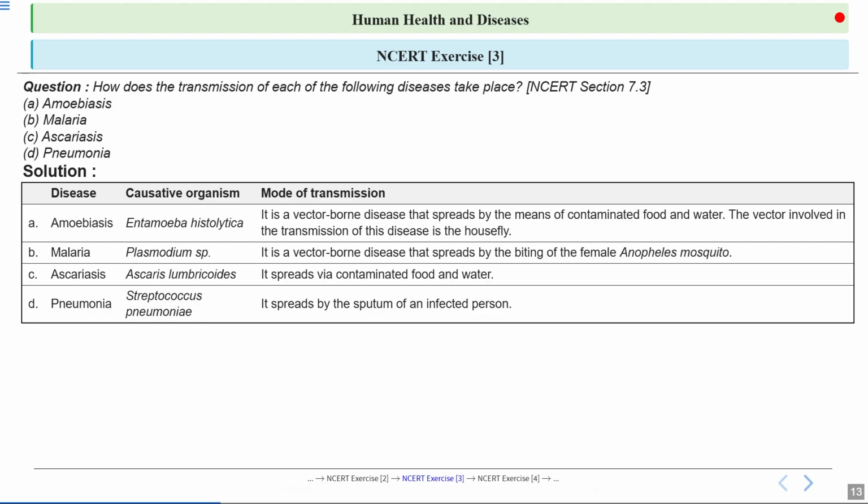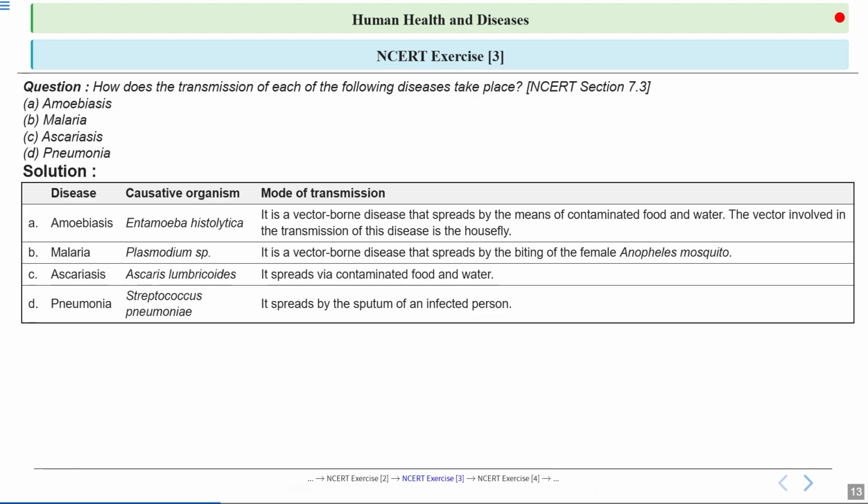Next one is ascariasis, caused by Ascaris lumbricoides. Ascariasis is transmitted through contaminated food and water. The parasite eggs are ingested with contaminated food or water and they hatch in the human intestine.